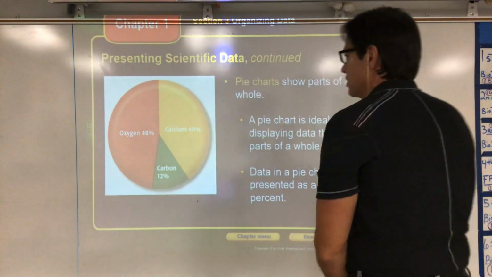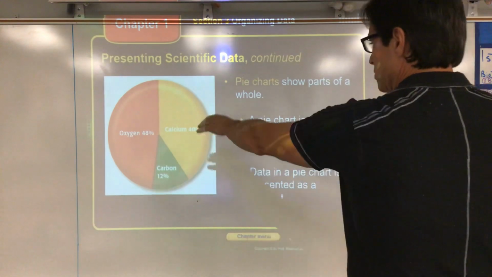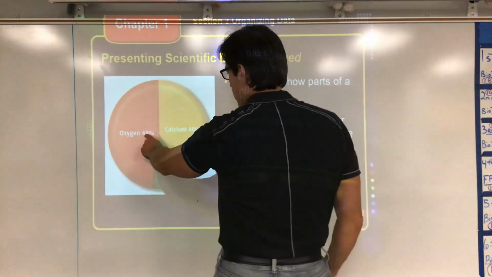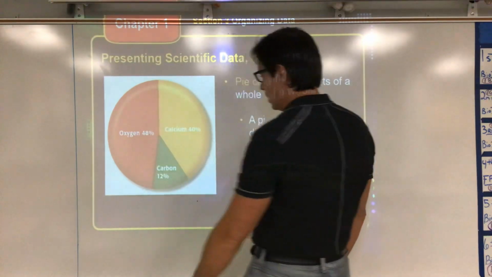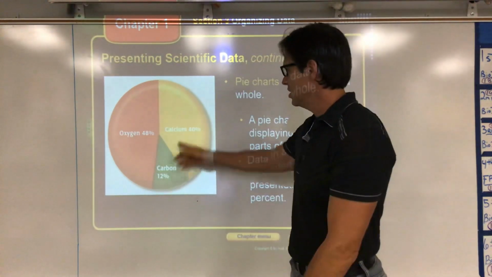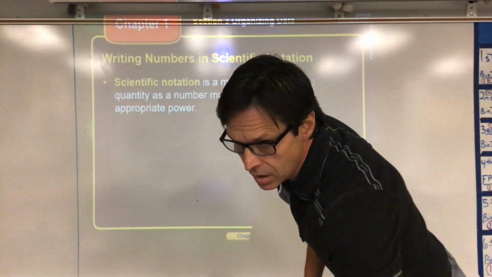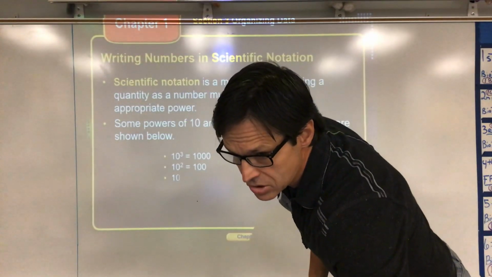It's easy to decipher and say right off the bat that in this particular case, oxygen has the highest percentage, almost half, 48%. Almost half of the total is made of oxygen. And then you've got calcium and carbon as the least. So it's easy to see that, okay?